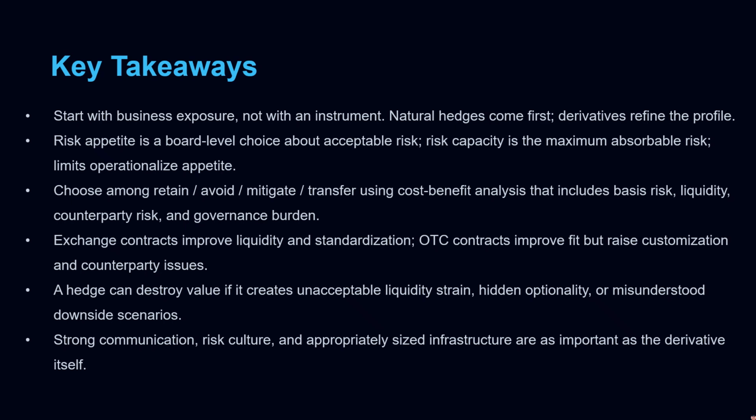Remember the distinction between risk appetite, risk capacity, risk limits, and risk profile. Appetite is what the firm wants to take. Capacity is what it can survive. Limits are how it enforces discipline in practice. And of course, profile is the status quo. The strategic choices are retain, avoid, mitigate, and transfer. Derivatives belong mainly in the transfer category, but they should only be used after considering cost-benefit trade-offs, basis risk, counterparty risk, liquidity strain, and of course, governance burden.